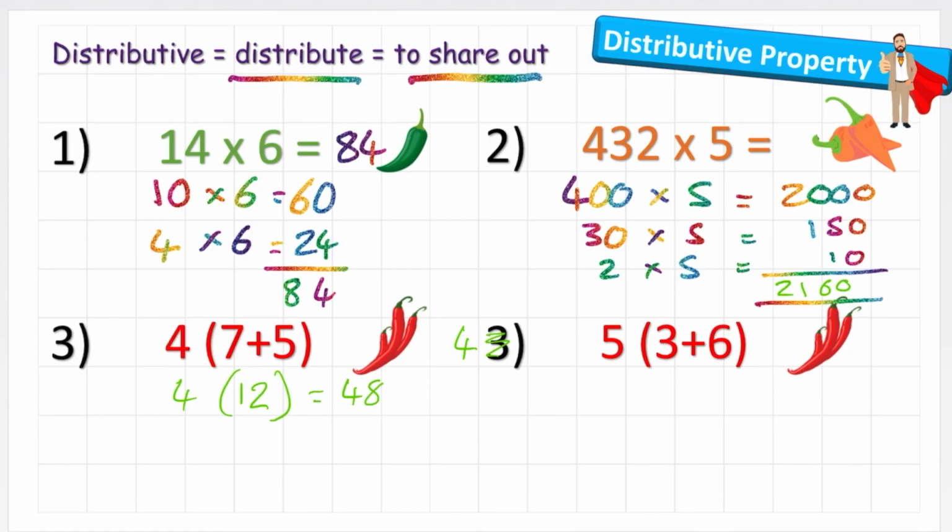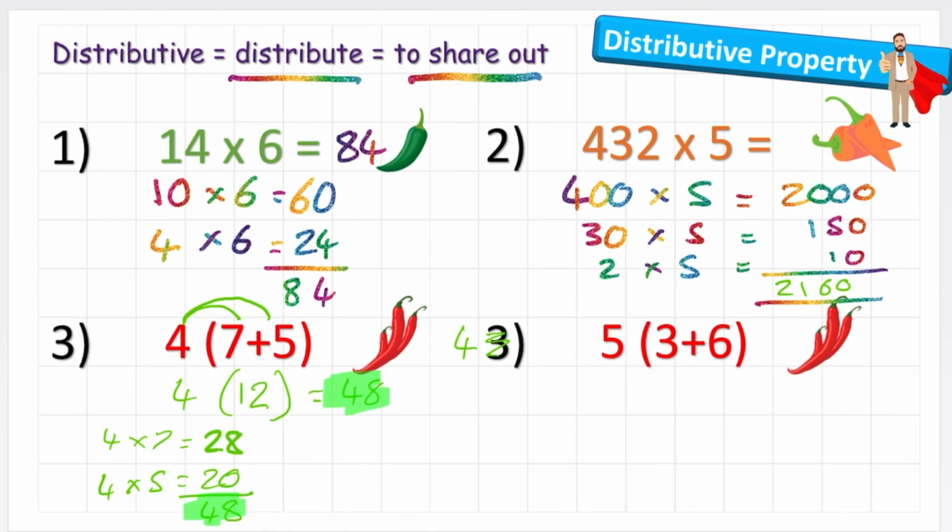Or I can use my new distributive property, and I can understand that in order to do this, I can distribute the 4 and multiply it by the 7. So 4 times 7 is 28. And 4 times 5 is 20. Add these two together, gives me a total of 48. And what you'll notice is it's the same answer in both of those. So the distributive property can be very useful for helping you understand and solve these expressions.